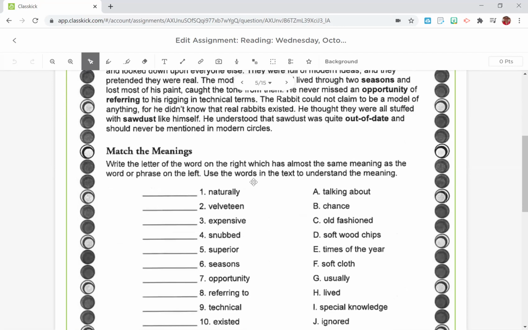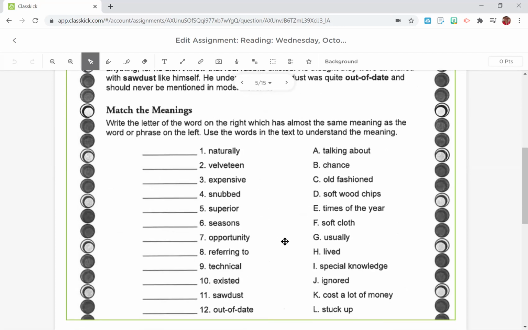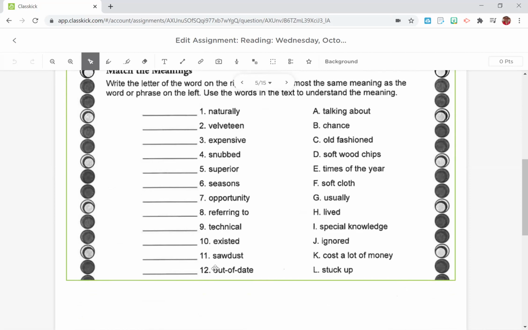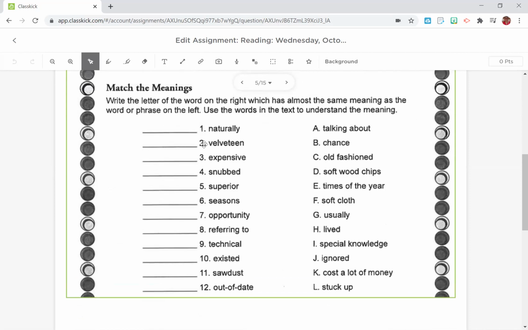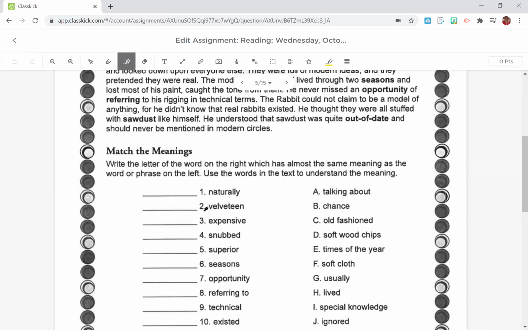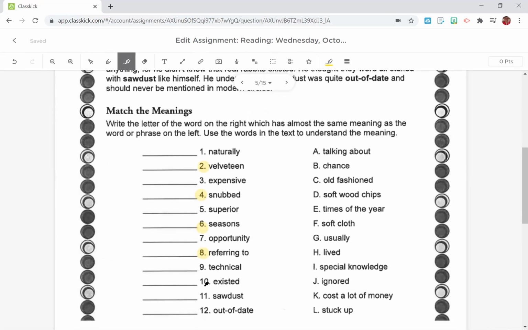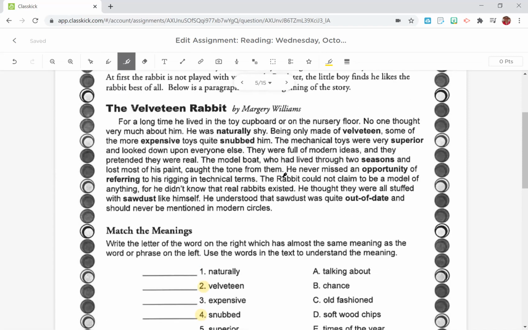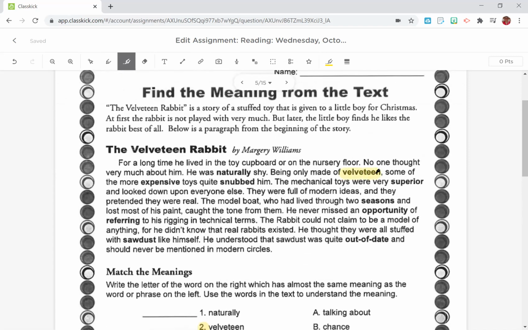So we're going to answer the evens together, and you will answer the odds on your own. So first, let's go back and look at velveteen. I'll highlight all the ones we're going to do together first. Velveteen. I can go back and find the bold word. Remember, authors put words in bold to help you know that it's a word that you might need to look up. Let's use some context clues to figure out what velveteen means.